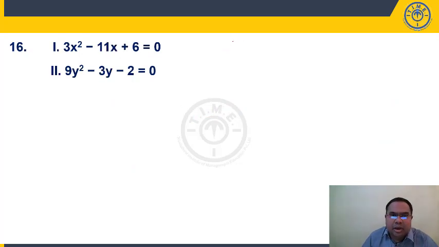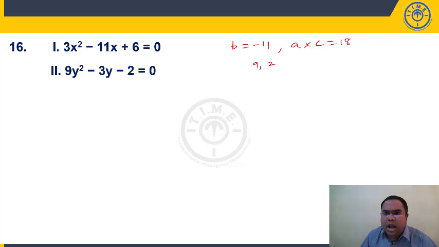Question number 16. Here students, how much is b value? Minus 11. 3x square minus 11x plus 6. How much is a into c value? 18. Now simple. A into c is positive, right? B as sum of two numbers such that their product is 18, sum is 11. So 9 and 2. How much is 9 into 2? 18. How much is 9 plus 2? 11. But we should get minus 11. So my number should be minus 9 minus 2. Minus 9 minus 2 is minus 11. Minus 9 into minus 2 is plus 18.